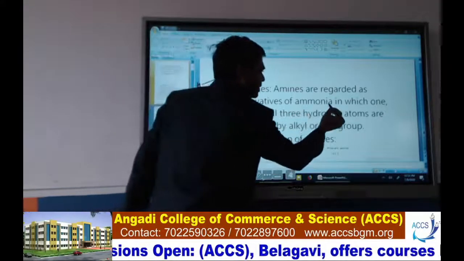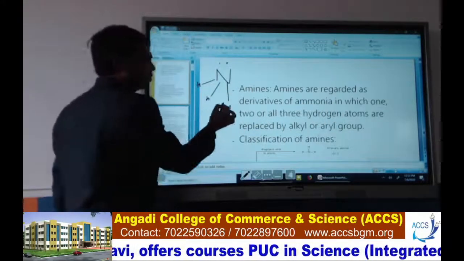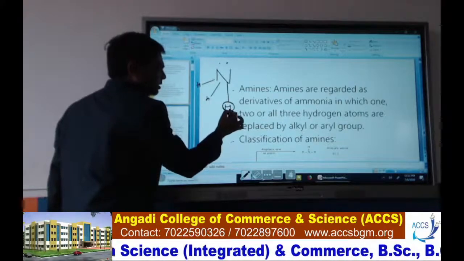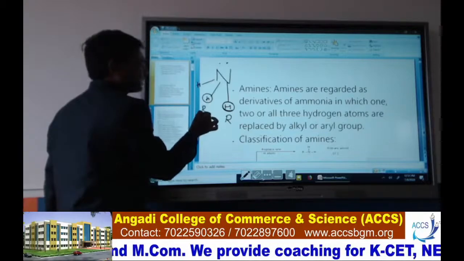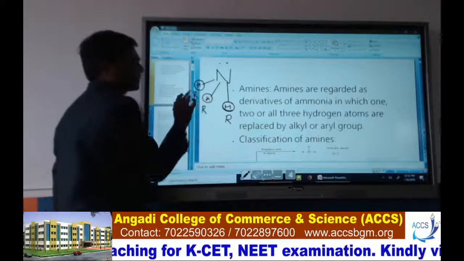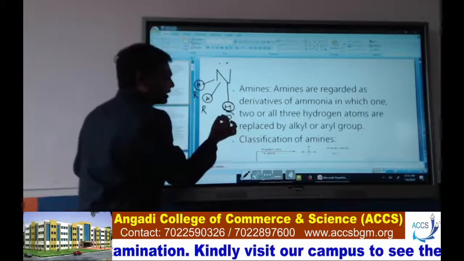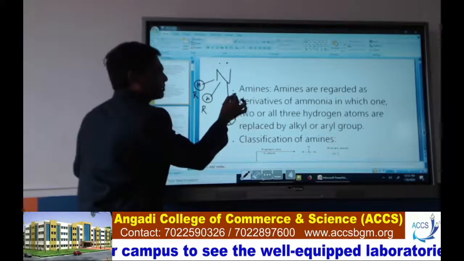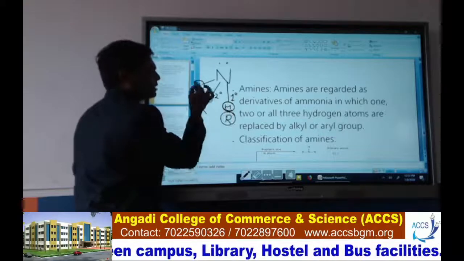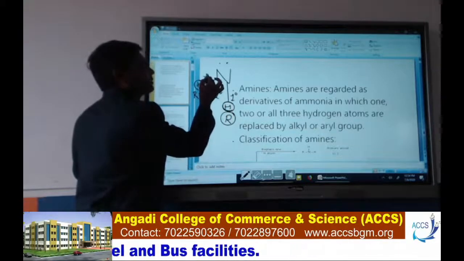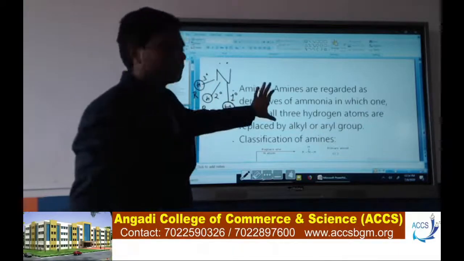The derivatives of ammonia means what you should do? You should remove this H and replace it by R. Remove this H, replace by R. Remove this H, replace by R. But when you place one R, it becomes primary. If you place two R, it becomes secondary. When you replace all the hydrogens, then it becomes tertiary. This is the meaning of this first line.